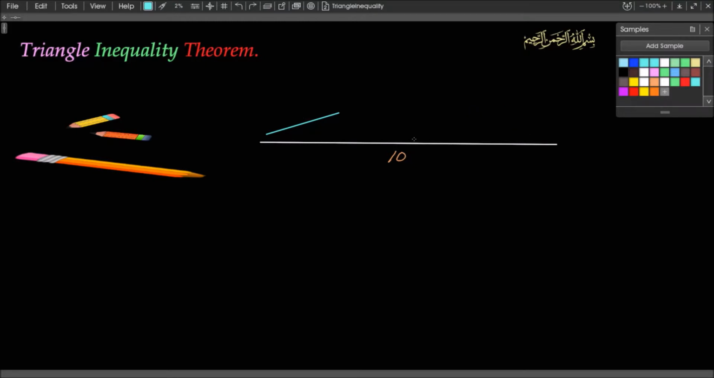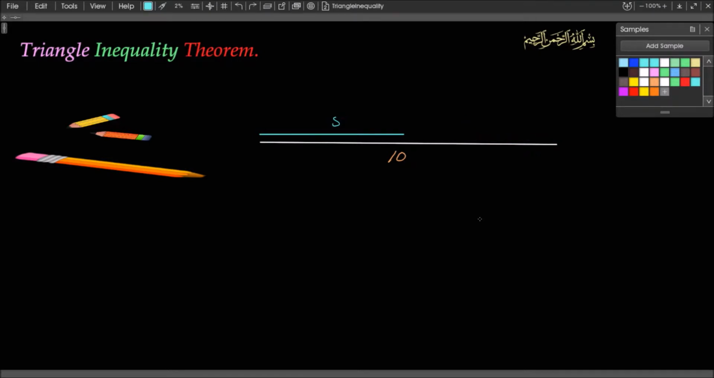Okay, so how about this? If I give you one that's like, I don't know, 5, and how about one that's like 4? Can they make a triangle? Oh, getting closer though, right? I don't think so. You still can't make a triangle out of these.